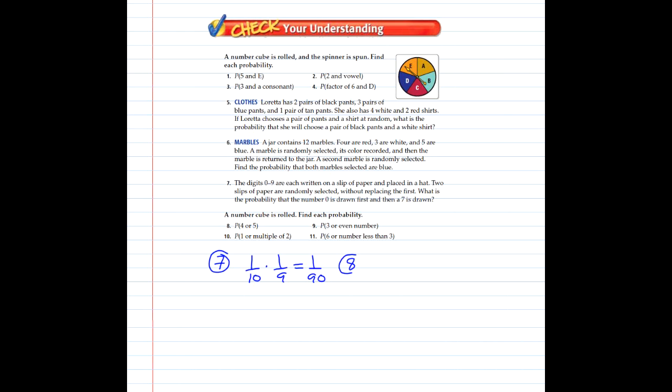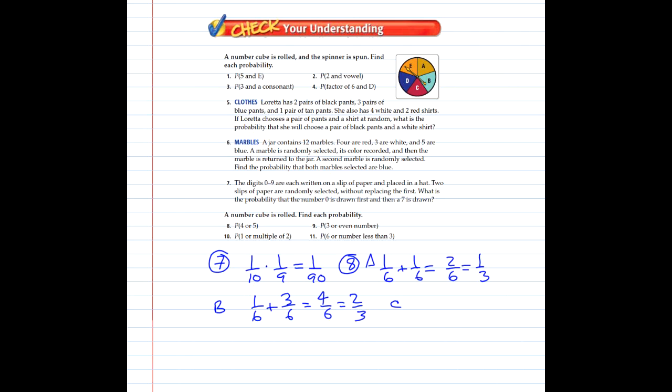Problem number 8. A number cube is rolled. Find each probability. The probability of a 4 is 1 in 6. The probability of a 5 is 1 in 6. These are disjoint events. Add them together, gives me 2 over 6, which simplifies to 1 over 3. This is example A. Example B. 3 are an even number. There's 1, 3, and 2, 4, 6, which is 3 out of 6 even numbers, which gives me 4 over 6, which simplifies to 2 over 3.